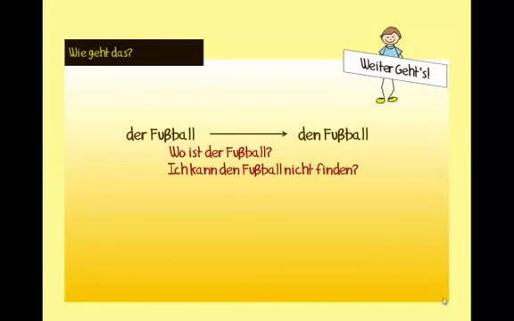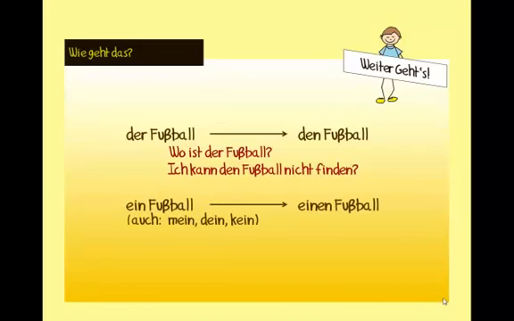Ich kann den Fußball nicht finden. Kann is our verb. Who can? I can. That's our subject. I can not find what? The soccer ball. Okay, so the soccer ball is our direct object and therefore in the accusative case. One more example. Ein becomes einen.